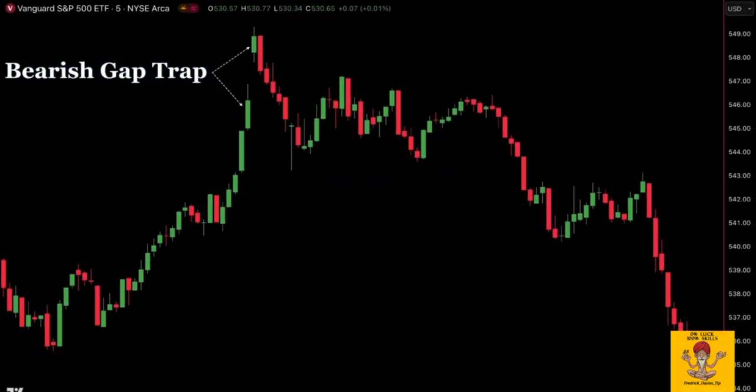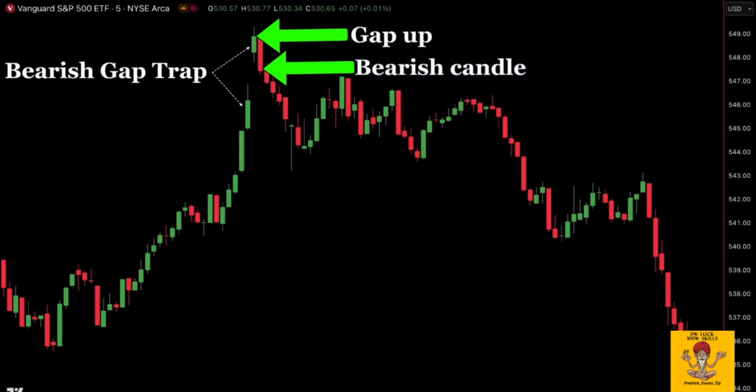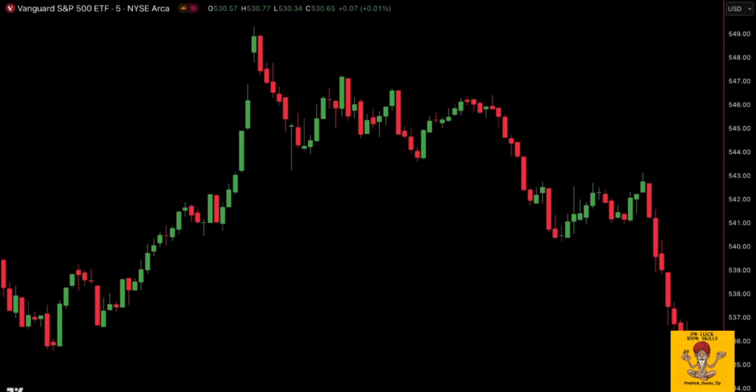After an uptrend, the market opens with a gap up, pulling in breakout buyers, only to reverse sharply and collapse, forming a strong bearish candle. At first glance, it looks like a sudden shift in market sentiment, but most of the time, that shift is not organic. It's manufactured by smart money to create liquidity.